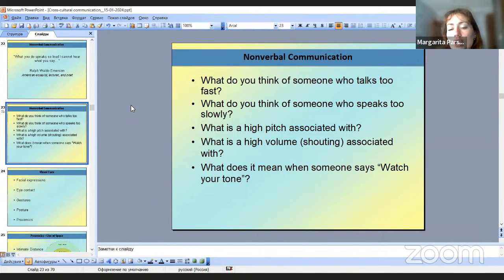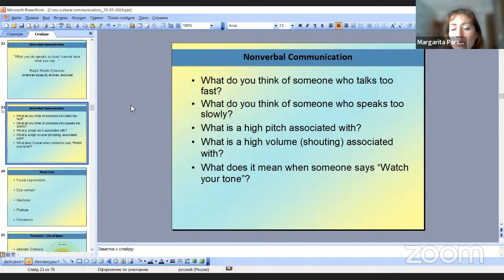What is high pitch associated with? So when you're expressing what you're trying to say, you must be confident in what you're trying to say, and know your goal and why you say this word.